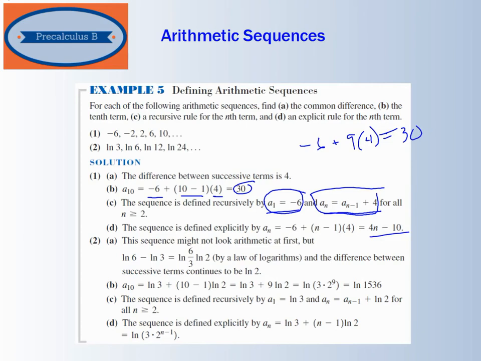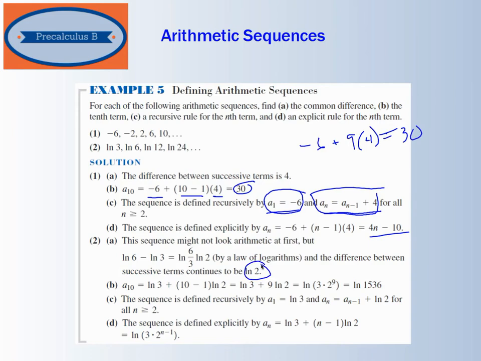The second sequence doesn't really look arithmetic at first, but if we think about subtracting the terms, the natural log of 6 minus the natural log of 3 is just the natural log of 6 over 3, or the natural log of 2, by the law of logarithms. And the difference between successive terms continues to be that natural log of 2. So it does, in fact, have a common difference of the natural log of 2.